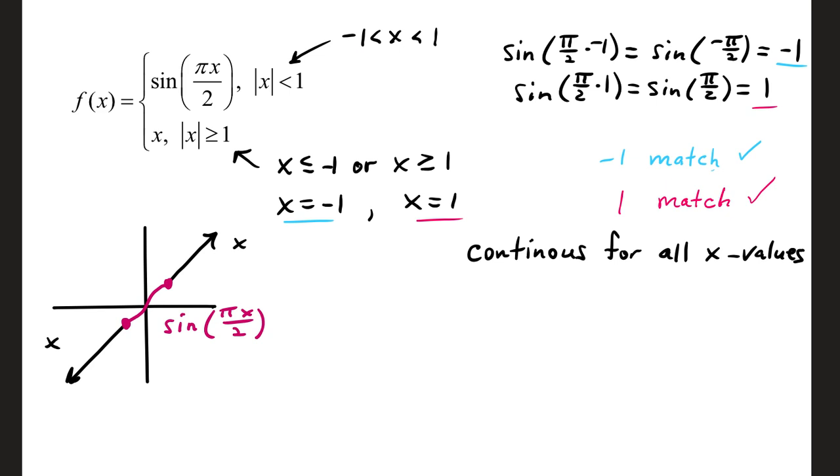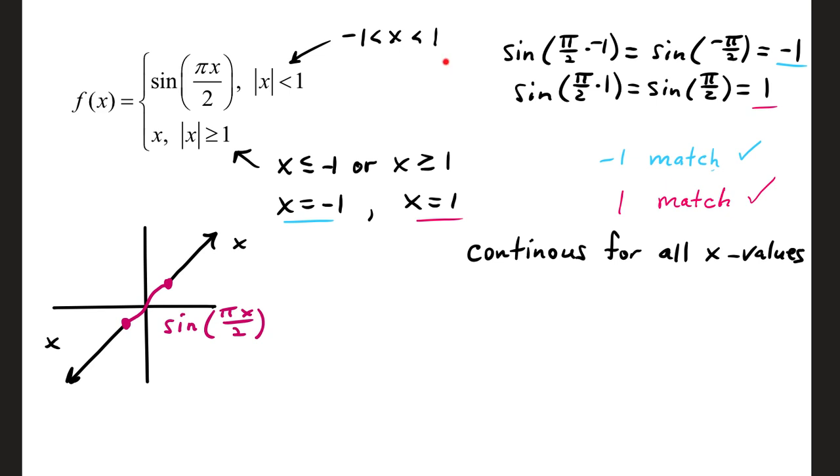So for these two values of x, -1 and +1, there's a chance our graph may be discontinuous, or not continuous. At -1 in our top piece, we have sine of pi over 2 times -1. That's sine of -pi over 2. And if you remember from trig, that's equal to -1. You can also type that into your calculator in radian mode, and it'll give you a -1.